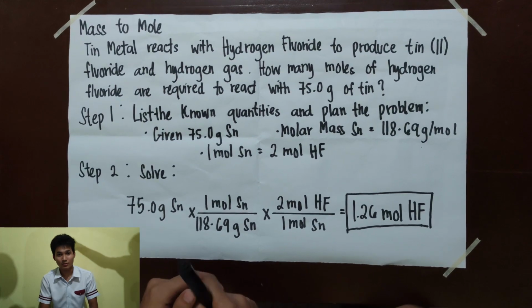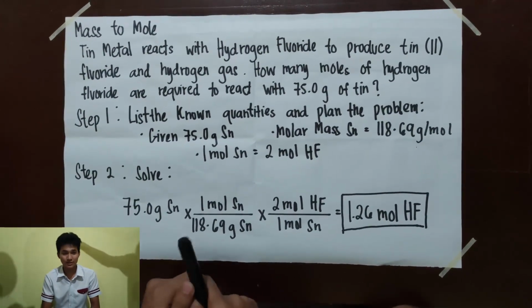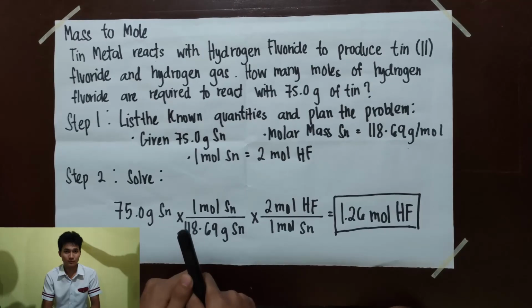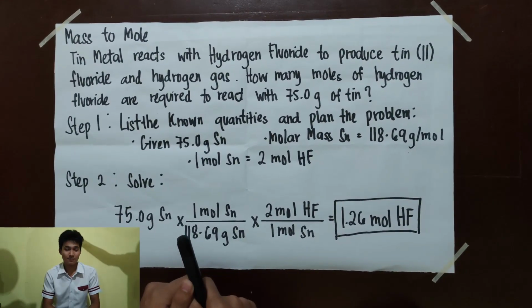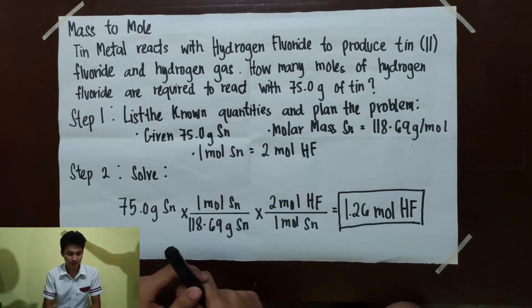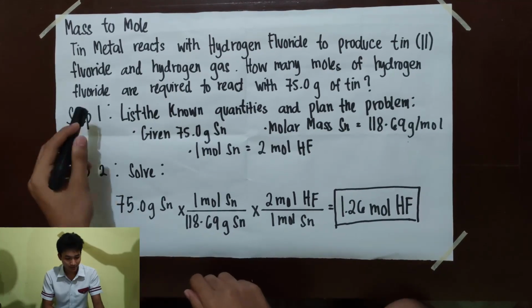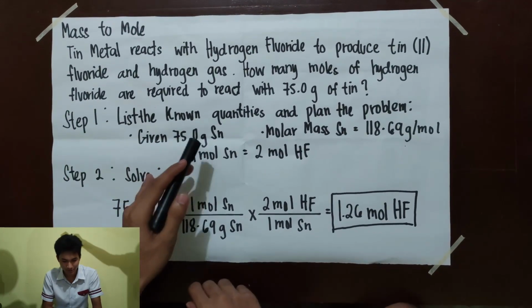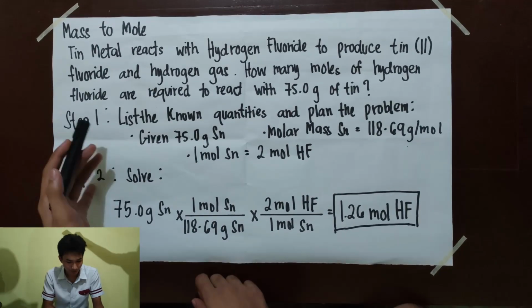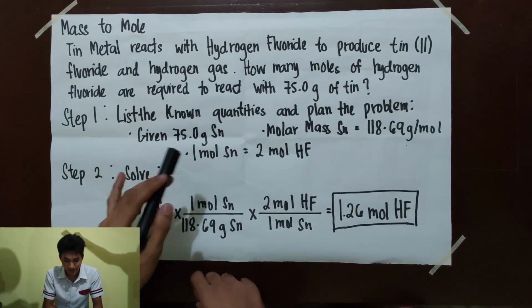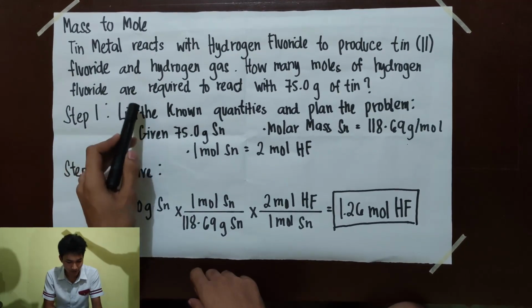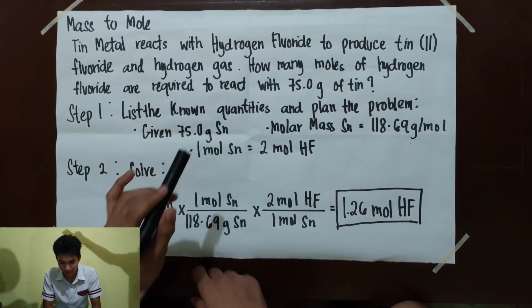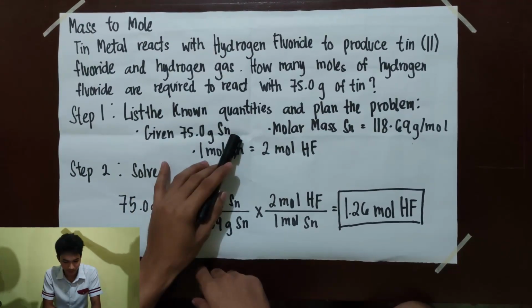Now, we will talk about mass to mole. The main objective here is to learn how to solve mass to mole and the step-by-step process. The example here is tin metal reacts with hydrogen chloride to produce tin chloride and hydrogen gas. How many moles of hydrogen chloride are required to react with 75.0 grams of tin?